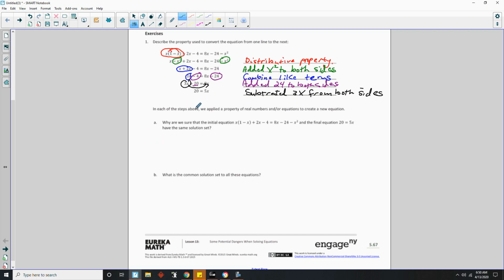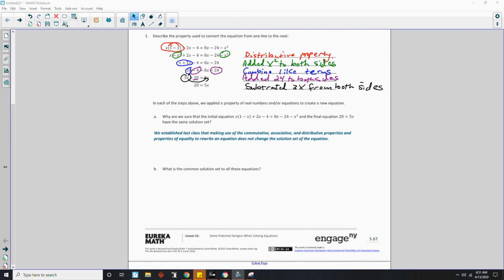So in each step of the above, we applied a property of real numbers and/or equations to create a new equation. A says, why are we sure that the initial equation that we started with and the final equation have the same solution set? Okay, well, last class, or last video, making use of commutative, associative, and distributive properties and properties of equality to rewrite an equation does not change the solution set of the equation. If you don't know what I'm talking about there, go back and watch lesson 12. Okay, so there's the verbiage.